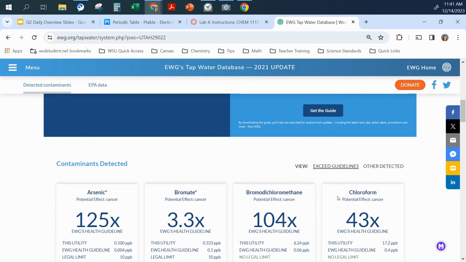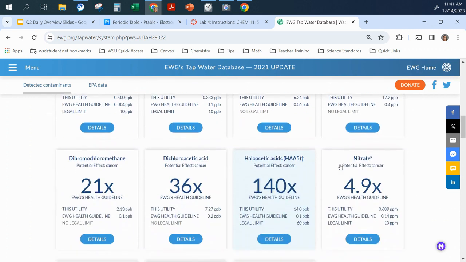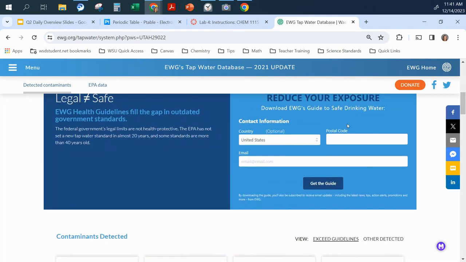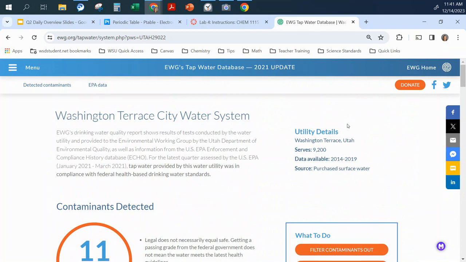Nitrate, so this says exceeds guidelines. So nitrate fits in that one, exceeds guidelines, about 5 times. This one is Washington Terrace Water System. That's where the school would get our water from.